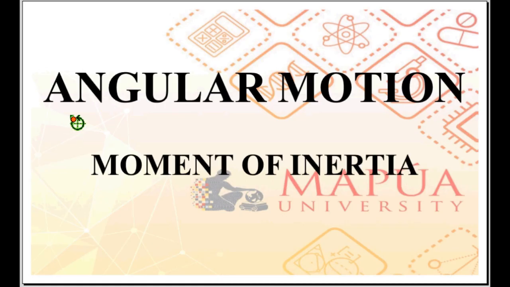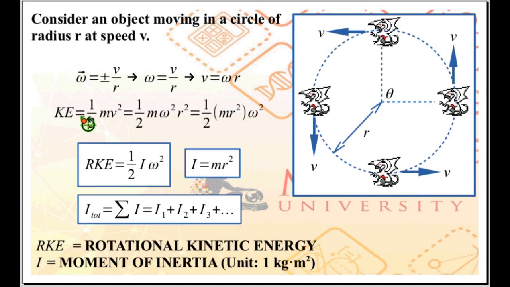Next up on our discussion on angular motion, we have moment of inertia. Consider now an object that is moving in a circle of radius r, moving at speed v. For now, let's say the speed v is constant, such that it doesn't matter where in the circle you look. The speed of the object will be speed v.